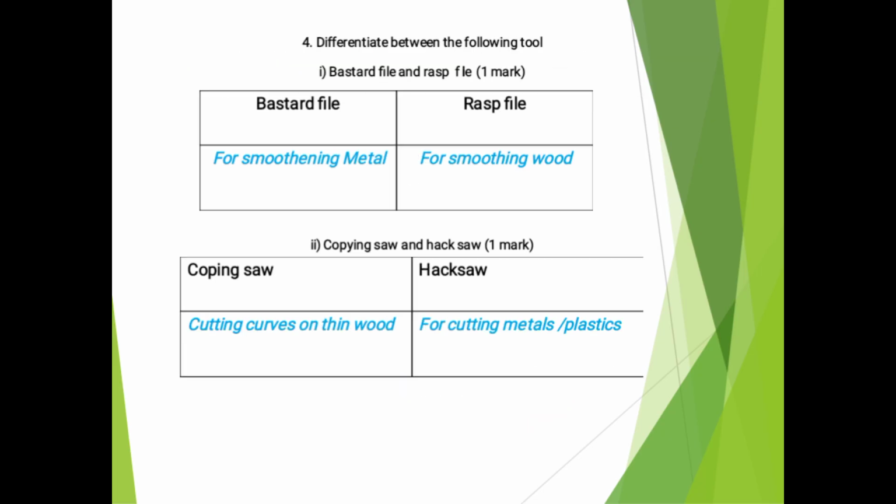Question 4. Differentiate between the following tools. Number 1, bastard file and rasp file. When you talk of bastard file, it is usually used for smoothing metal, and then rasp file is usually used for smoothing wood. You see, both bastard and rasp are used for smoothing, but the material that they smoothen is what differs. So all of these are smoothing tools and equipment, but they smoothen different materials. That is bastard for metal and rasp for wood.